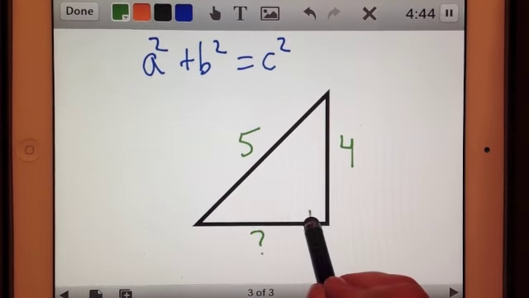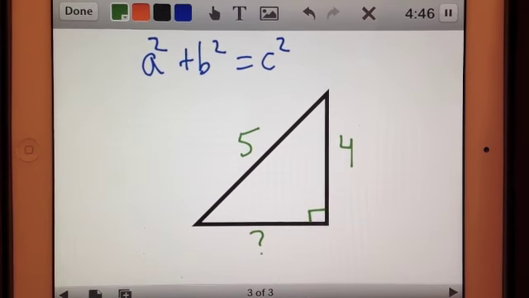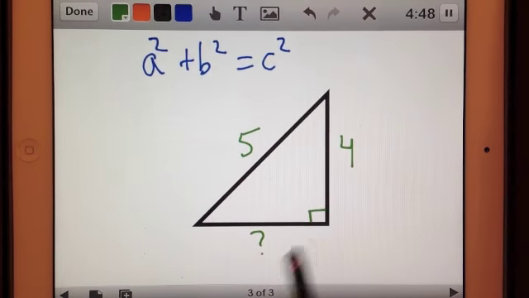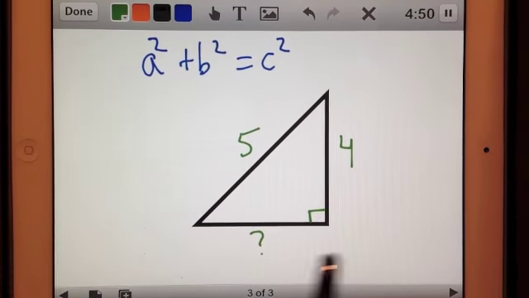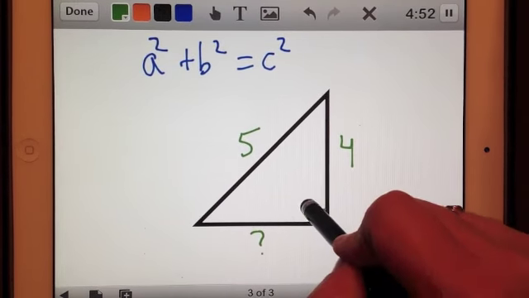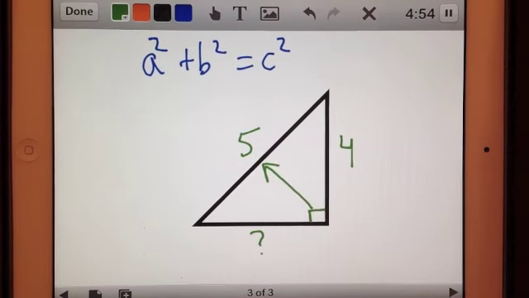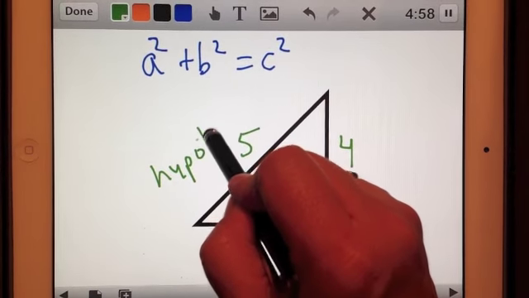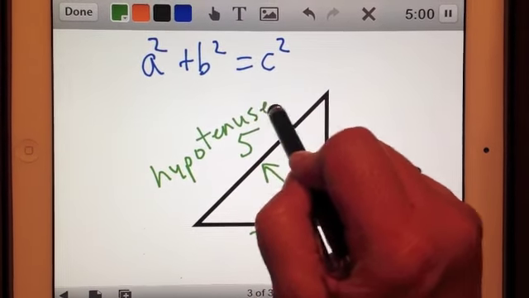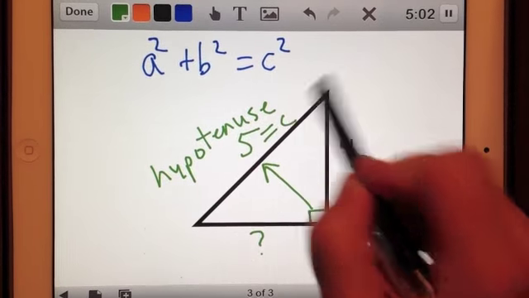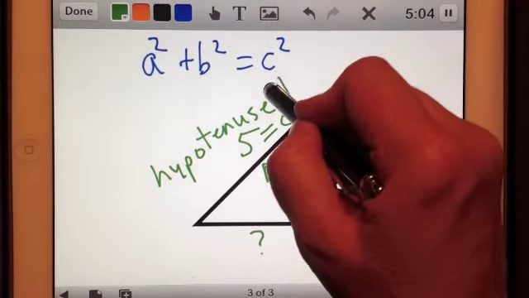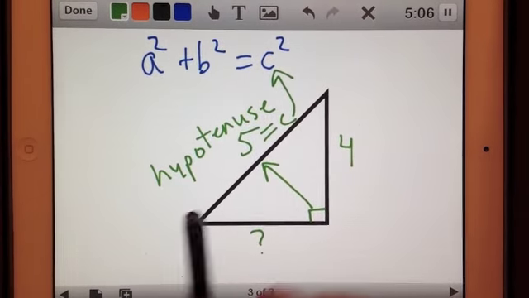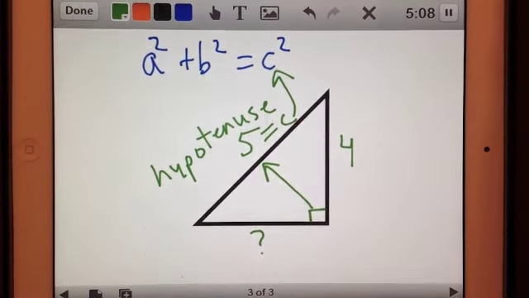So the first thing we must know is whether or not this is a right angle, and I'm going to say it is because I've just given you the symbol that indicates that it is a right angle. And since that's a right angle, that tells me that the side opposite the right angle is going to be the hypotenuse, and the hypotenuse is always indicated by the letter C in this formula right here. So I already know that C equals 5.